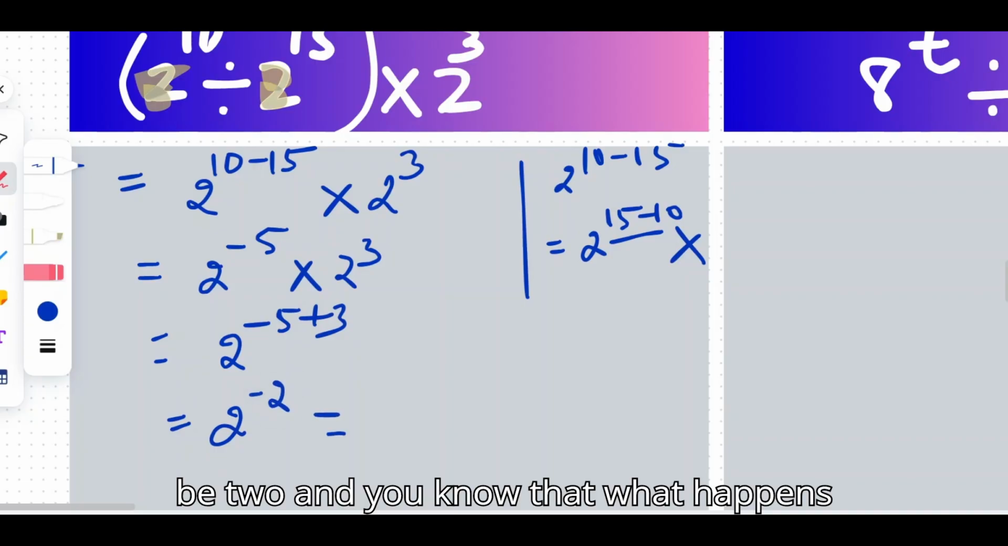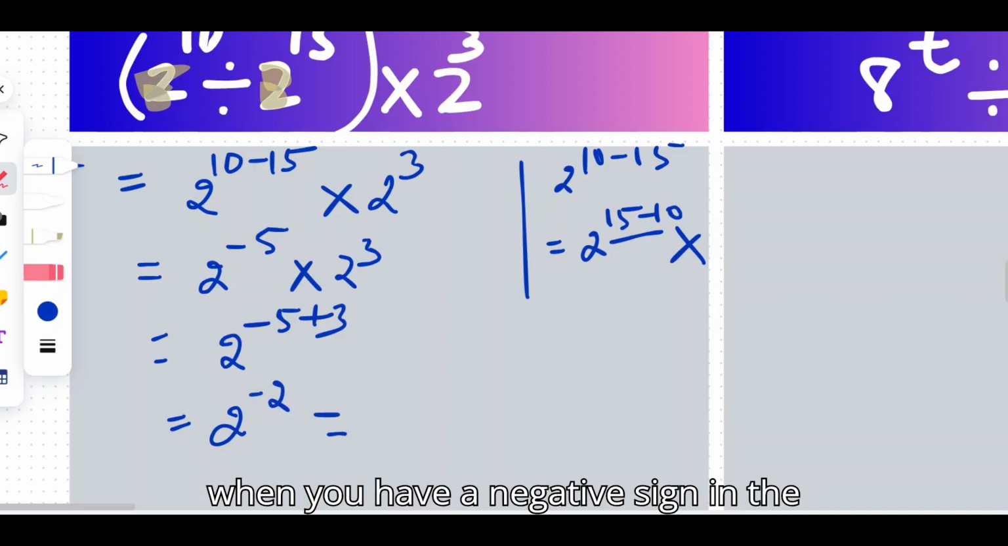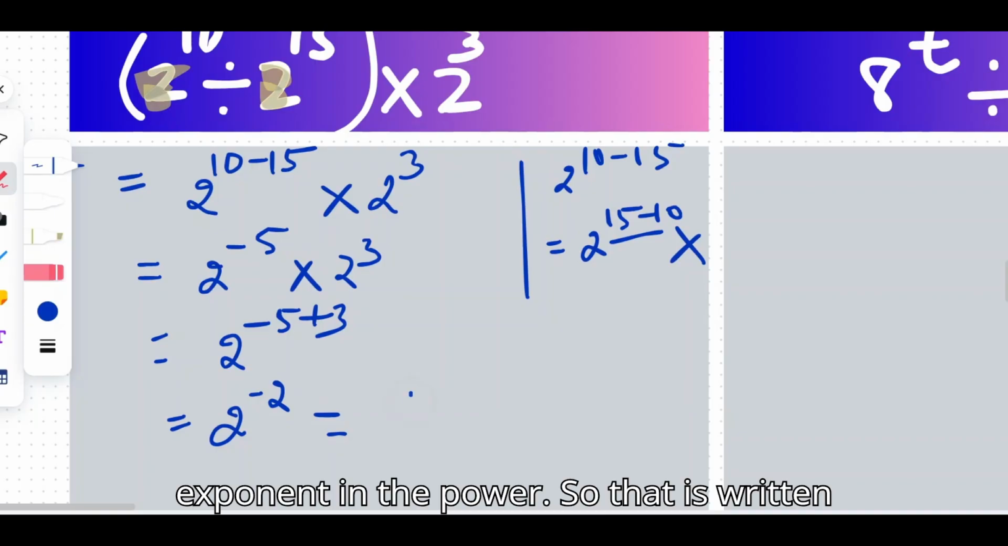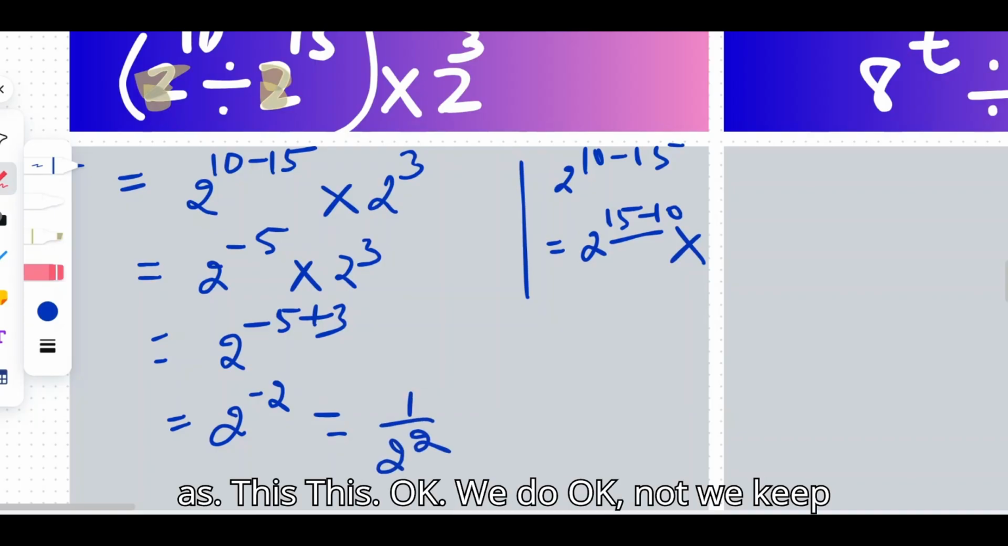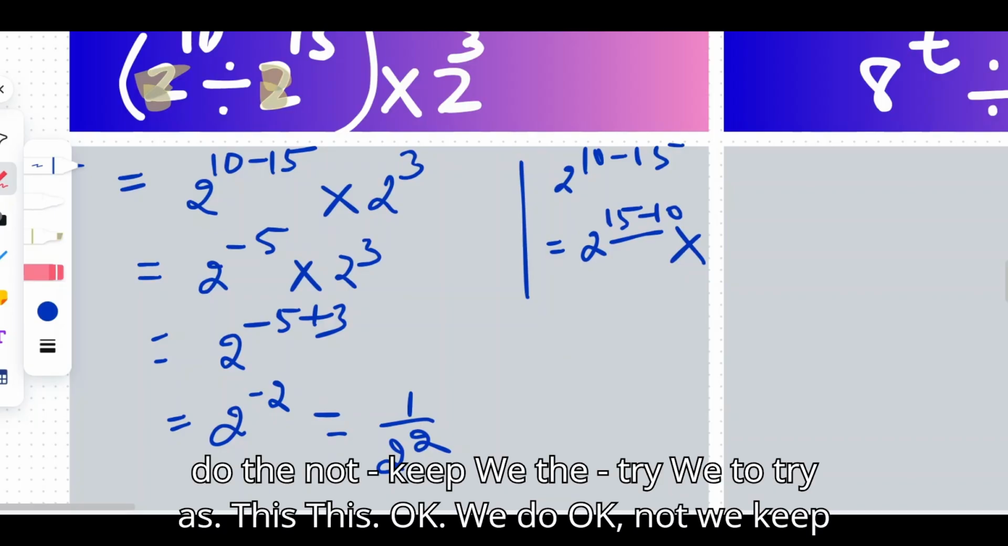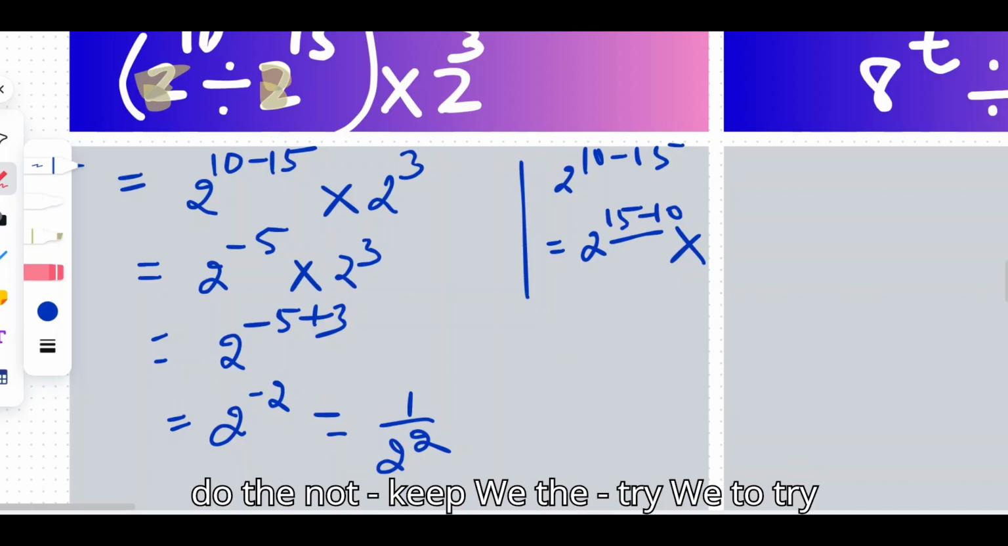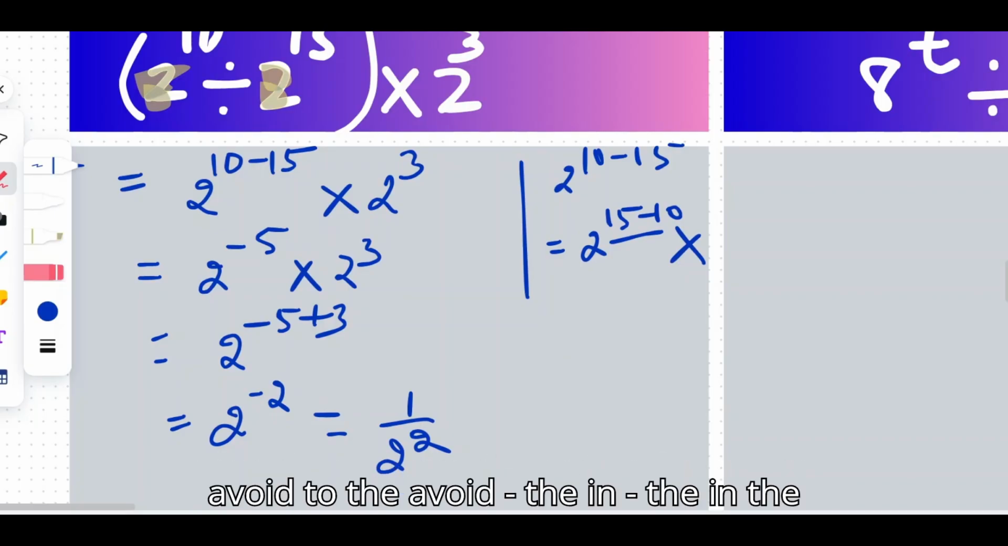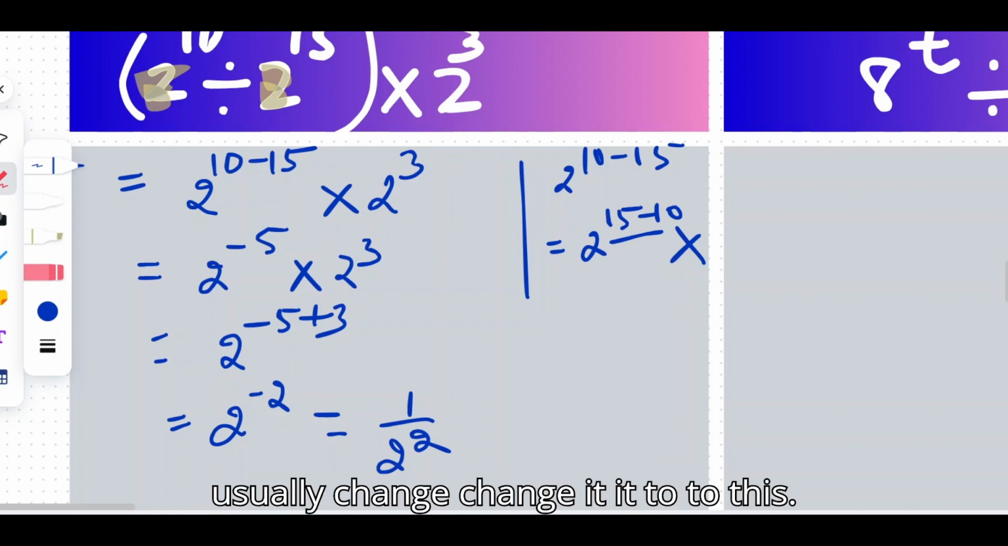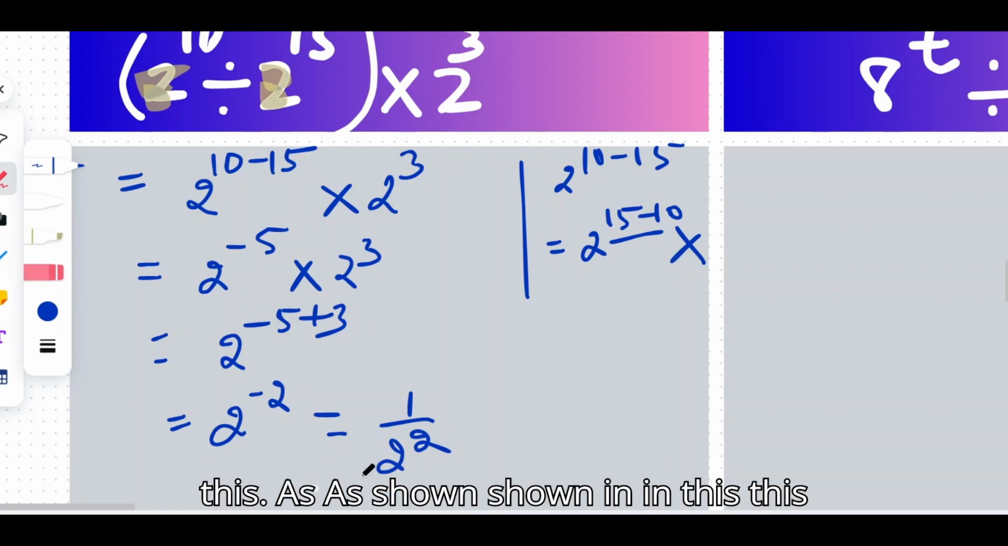And you know what happens when you have a negative sign in the exponent, in the power? So that is written as this. We do not keep the minus sign. We try to avoid the minus sign in the exponents. We usually change it to this, as shown in this answer.